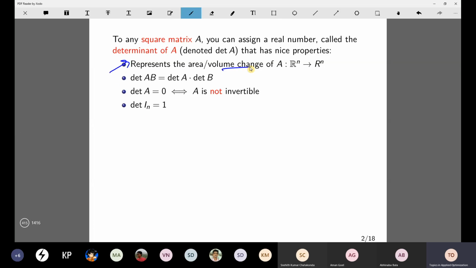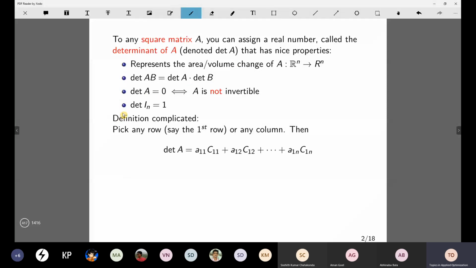So this represents a change in the area or volume. The determinant of AB is the determinant of A times the determinant of B. If the determinant of A becomes 0, then A is not invertible. The determinant of the identity matrix is 1. The definition is complicated, but one can define the determinant as an expansion, a linear combination of the cofactors.